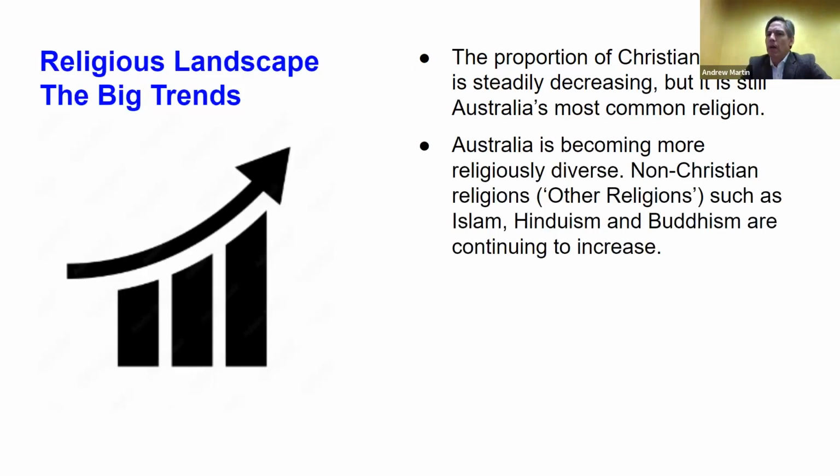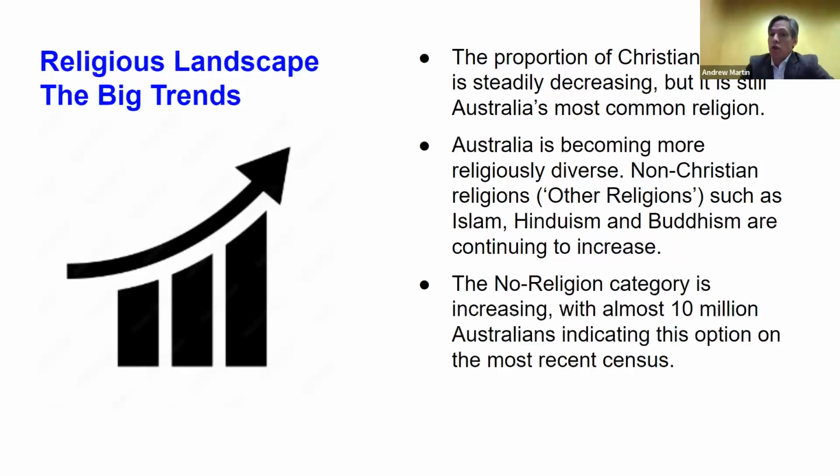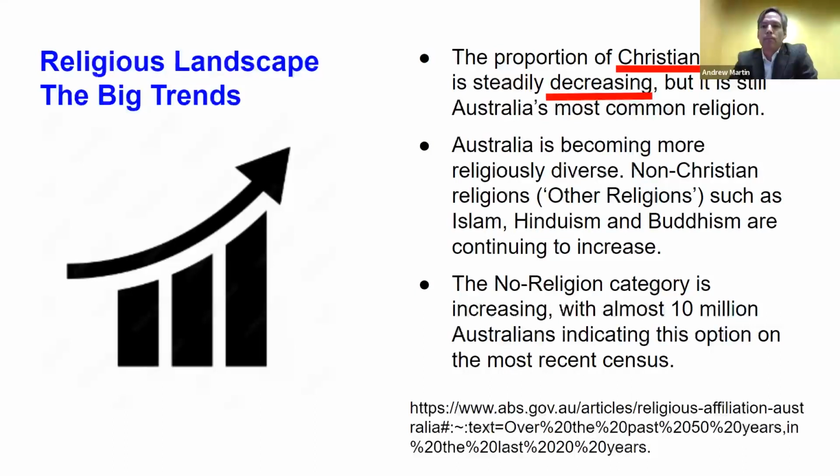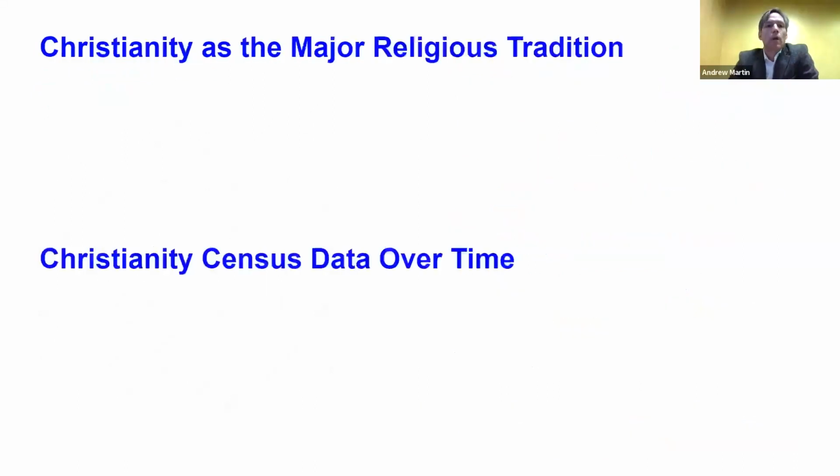Australia also is becoming more religiously diverse. So non-Christian religions, Islam, Hinduism, Buddhism, all of these are increasing. The no religion category also, as you can see, is increasing. On the last census, nearly 10 million Australians indicated this option. So Christianity, decreasing. These are our big trends. Other religions, increasing. No religion, increasing.